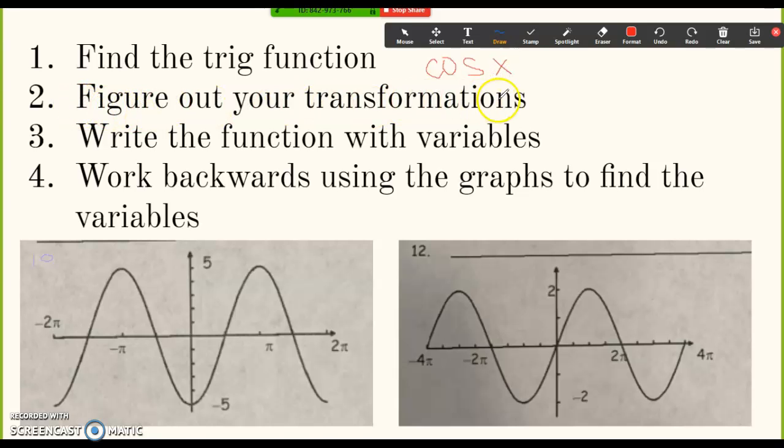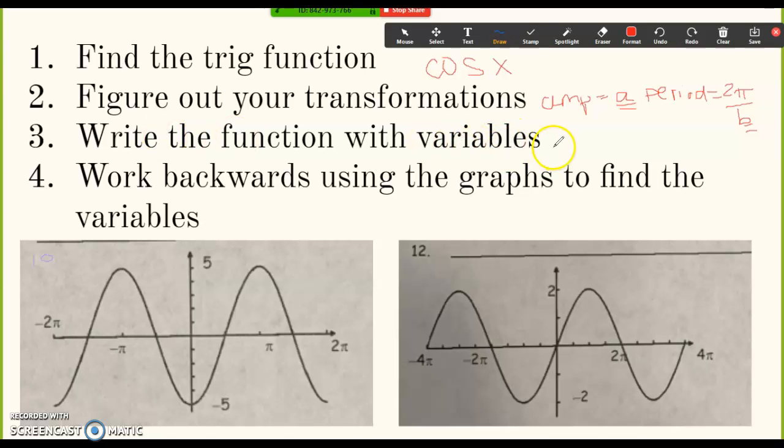Now, it says figure out your transformations. They'll tell you what type of transformations happen. In this section on our worksheet, they told us that there was only a change to the amplitude and to the period. And we know the amplitude is equal to A. The period is going to be 2 pi over B. So we're going to be trying to find A, and we're trying to find B.